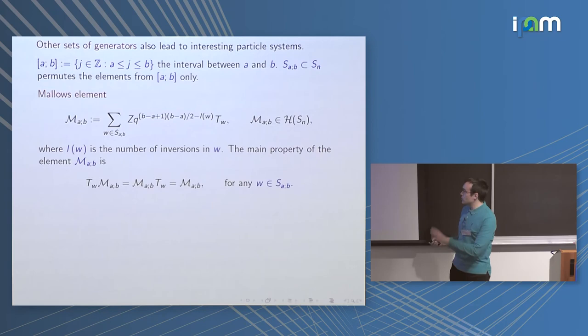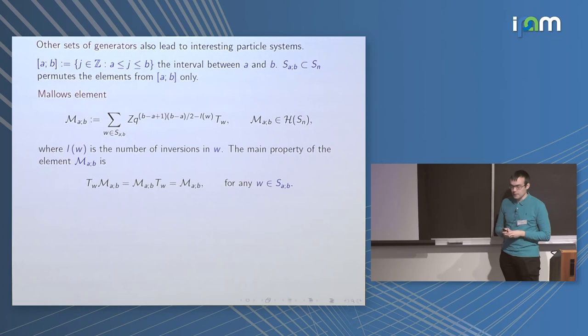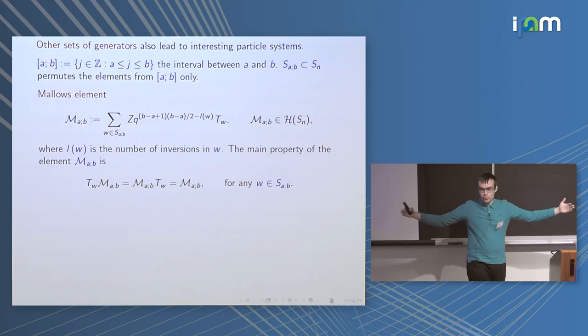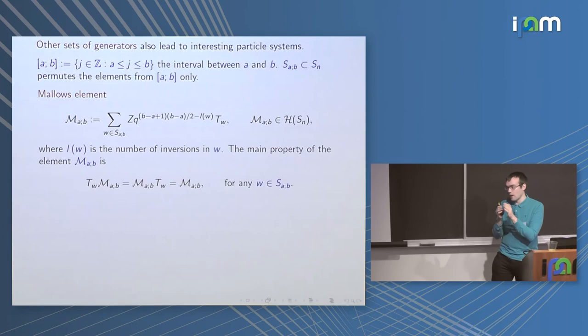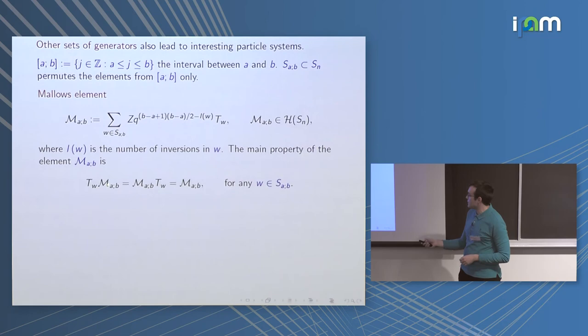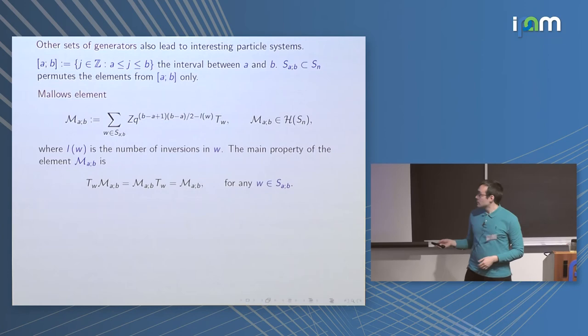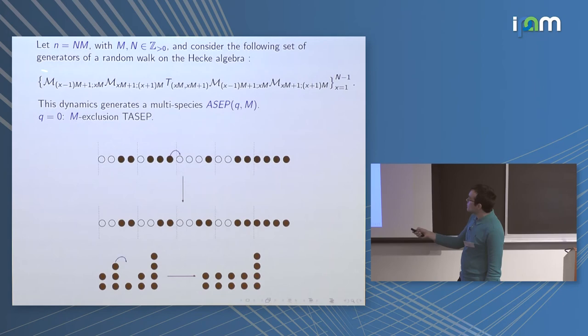I will give its probabilistic interpretation on the next slide. So there is a certain distinguished element in the Hecke algebra, where we have a large group from 1 to n, then we choose indices from a to b, and then we choose a certain element which is the one-dimensional representation of the Hecke algebra for this subalgebra. That's the main algebraic property that I need. If I choose w from this symmetric subgroup, then it's invariant. And then I want to choose as a generator this ugly expression. Let's not concentrate on it.